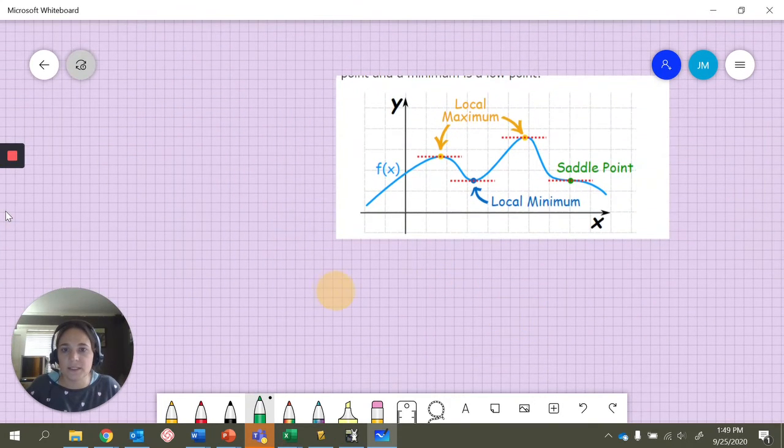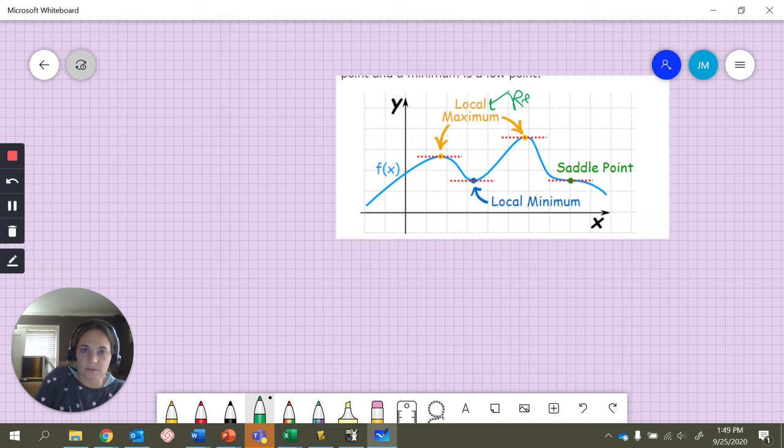So here's just another graphic to show you that same thing. Another name for relative is local. So you might see local. This is the same thing as relative max or min, okay? So we have a local maximum or a relative maximum at this y value here and also that y value there. And there is a local minimum down here, and this one's a saddle point.